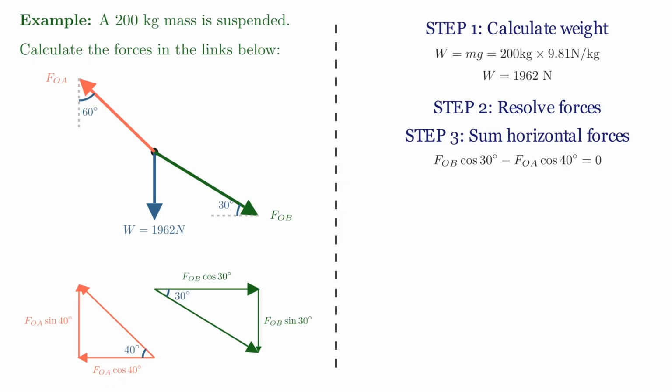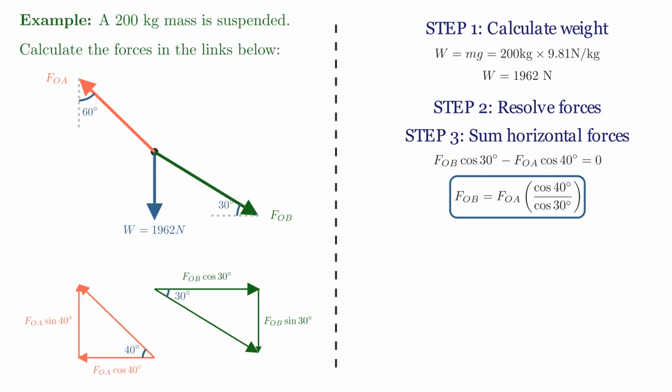So what we can do here is rearrange this in terms of FOB. So adding the FOA cos 40 to both sides, and dividing by the cos 30, we get that FOB is equal to FOA multiplied by cos 40 over cos 30.